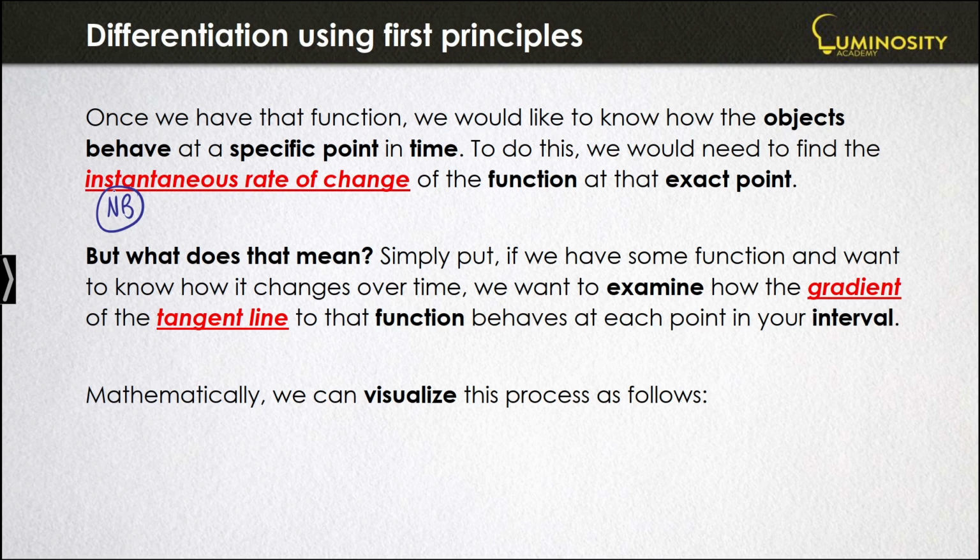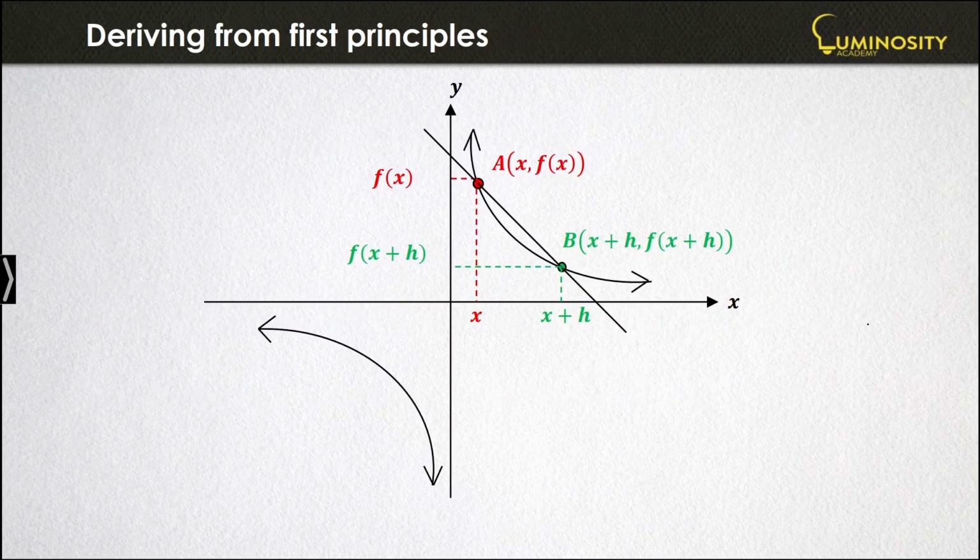But what does this mean? Simply put, if we have some function and want to know how it changes over time, we want to examine the gradient of the tangent line. These are the key words here. If we examine how the gradient of the tangent line to that function behaves at each point in a given interval, then mathematically we can visualize this process as follows.